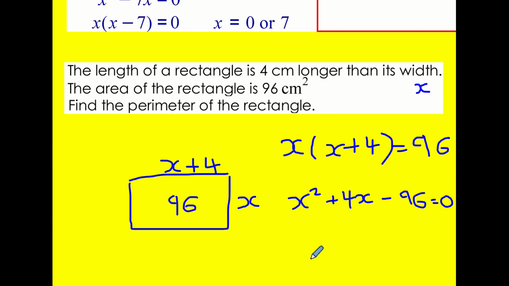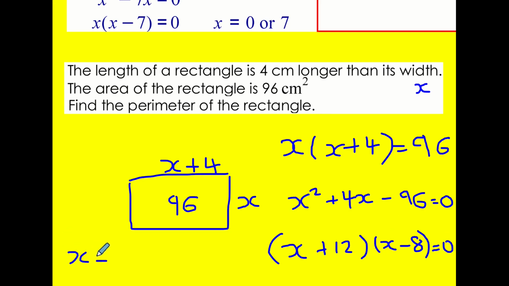Now we need to find two numbers that multiply to give minus 96, add to give 4. They're going to be quite close together, and actually it helps if you can remember that 96 is actually 12 times 8. So it's going to be plus 12 to get that plus 4x there, and then minus 8 here. Right, we're not quite done, we now need to solve it. So x must equal minus 12 or 8. We seem to have two solutions.